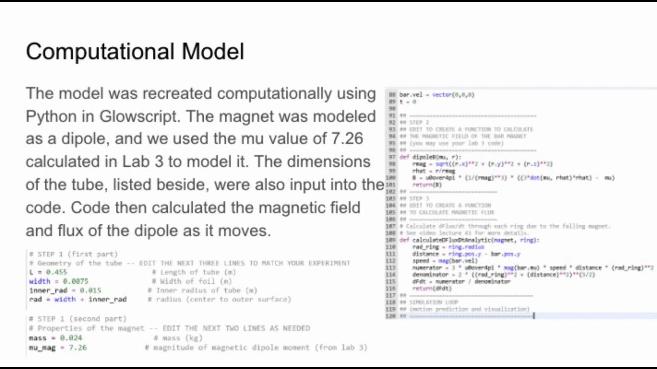With the computational model, it was recreated computationally using Python in GlowScript. The magnet was modeled as a dipole, and we used the mu value of 7.26 created in Lab 3 to model it. The dimensions of the tube listed beside were also input into the code. The code then calculated the magnetic field and flux of the dipole as it moves.